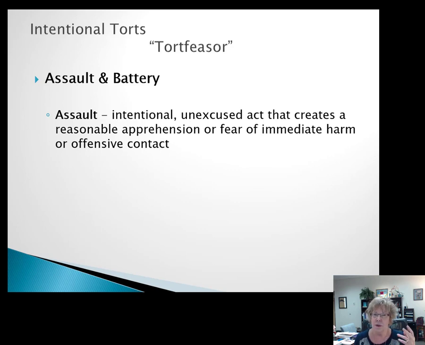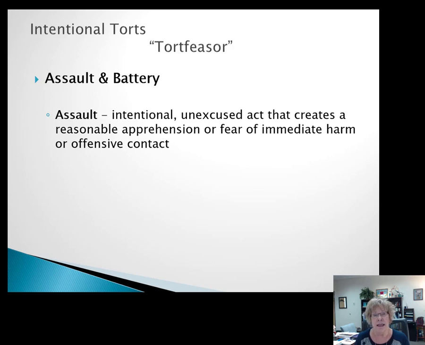Don't get these confused with the criminal actions that are referred to as assault and battery. These are assault and battery in the area of tort law, where you as the victim of the assault or the battery can bring this action for compensation against the person who committed the act. And in tort law, an assault is defined as an intentional, unexcused act that creates a reasonable apprehension or fear of immediate harm or offensive contact. So the assault is just somebody doing something that puts you in fear of being harmed.